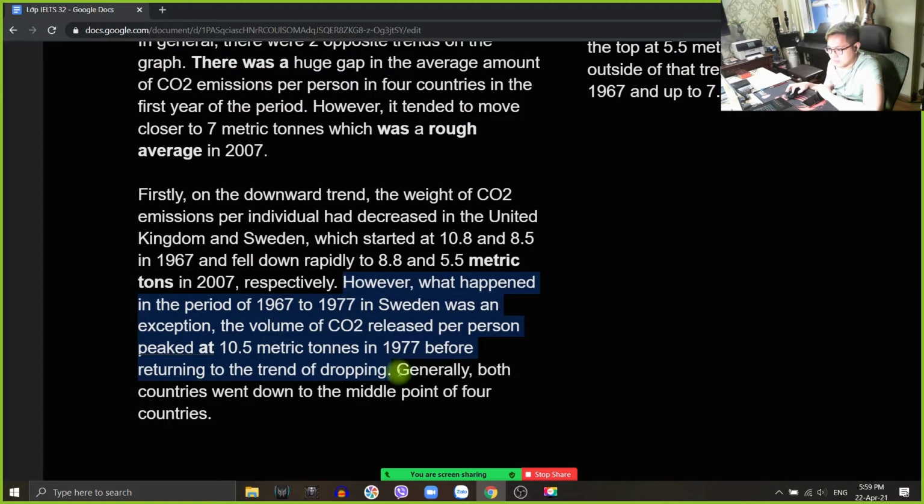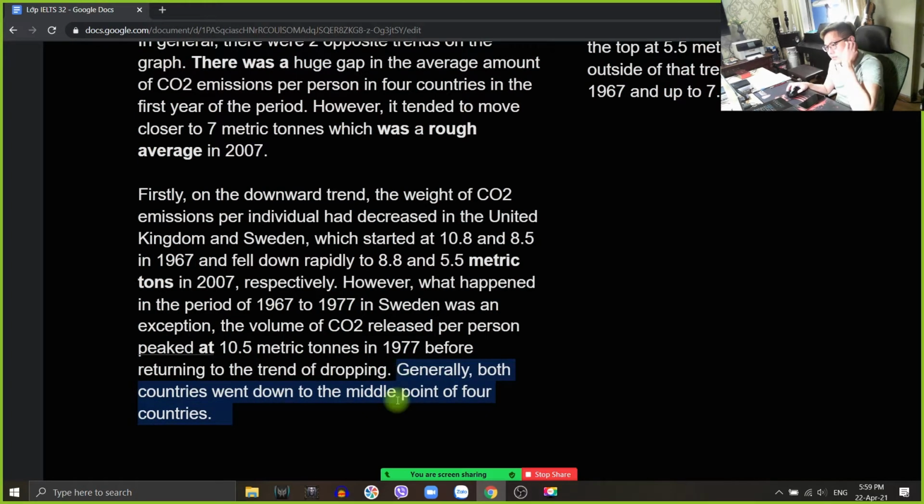So this one is actually essential too. I cannot omit it. Thầy không có bỏ này được. I cannot omit it. Không bỏ được nha. Generally, both countries went down to the middle point of 4 countries. What do you mean by this, Mr. Lund? Ý luôn cho nên là sao?